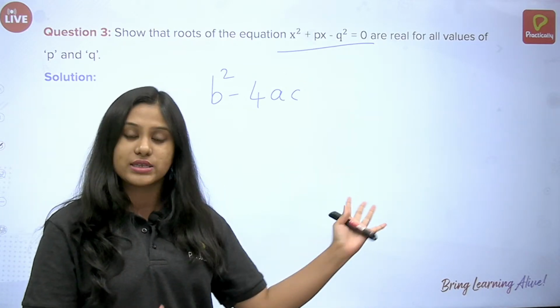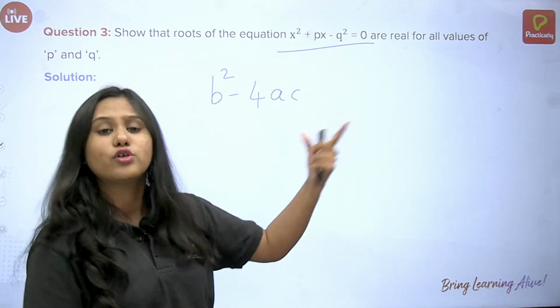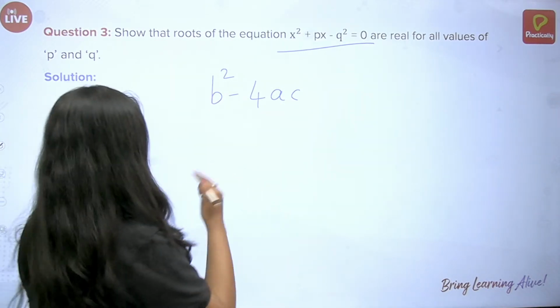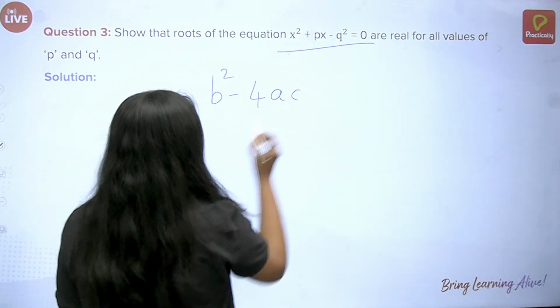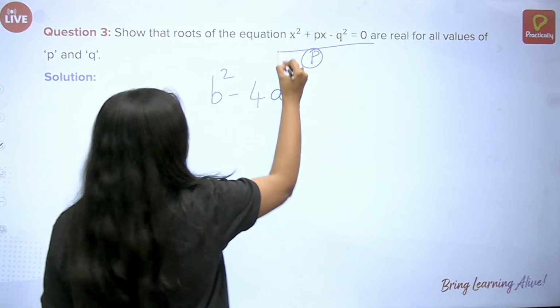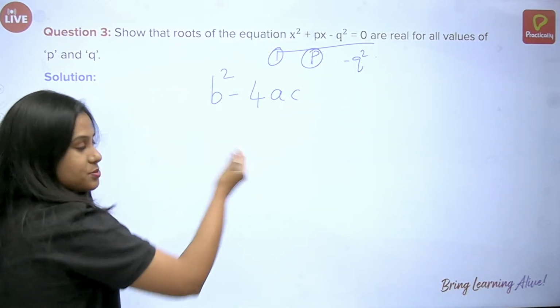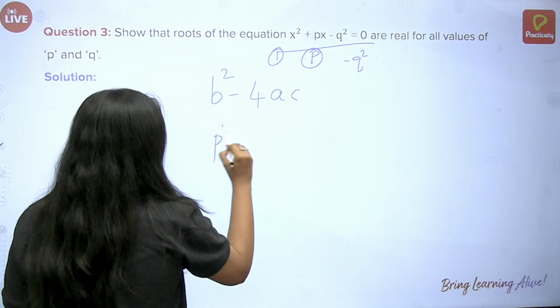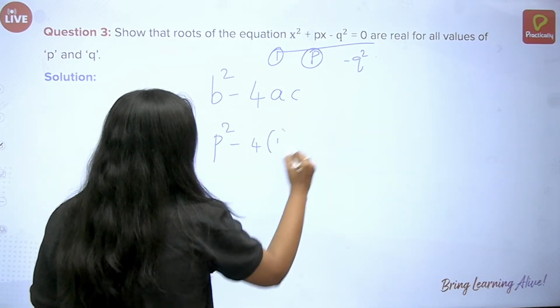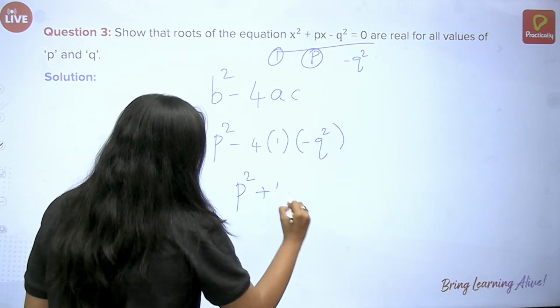So if you find this, you will be able to know if the roots are real for all values of P and Q. Let us see. So in this, what is B? P, correct? And what is A? 1. And what is C? Minus Q square. So just substitute the values. P square minus 4 into 1 into minus Q square. P square plus 4Q square.